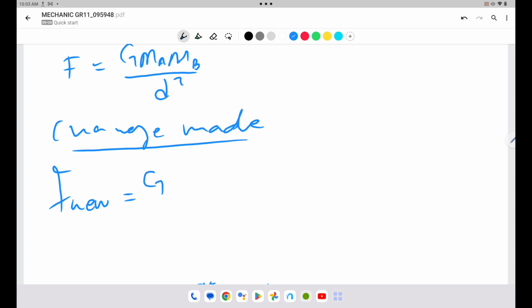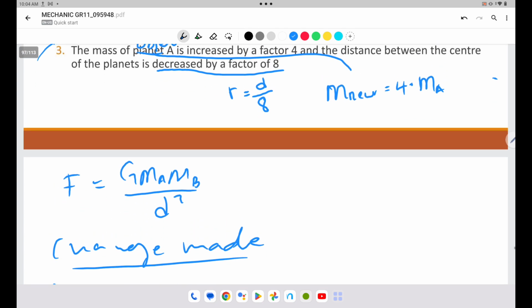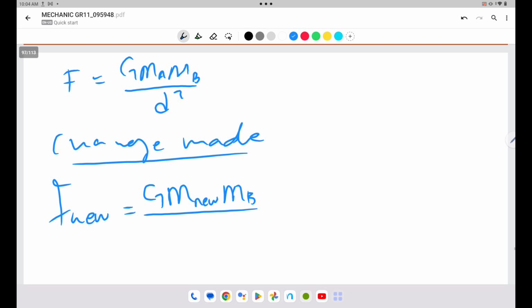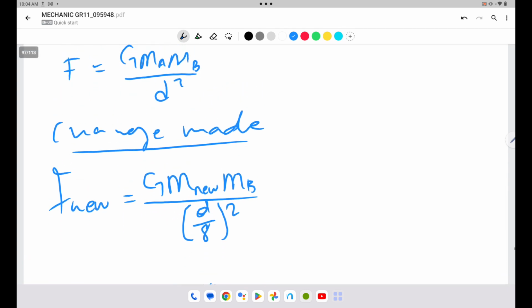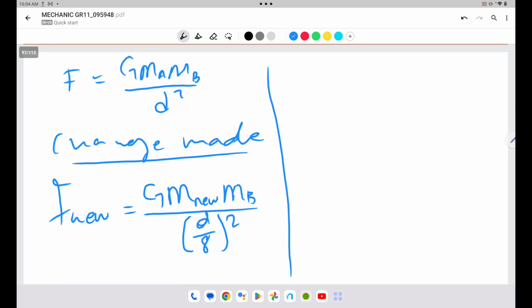So G is still the same. Mass of A, it's new now. We have M new. Nothing was mentioned about the mass of B, so it means it wasn't changed. And we're being told that the distance reduced by a factor of 8. So we are having R as d divided by 8, all squared. And now we can try to simplify.